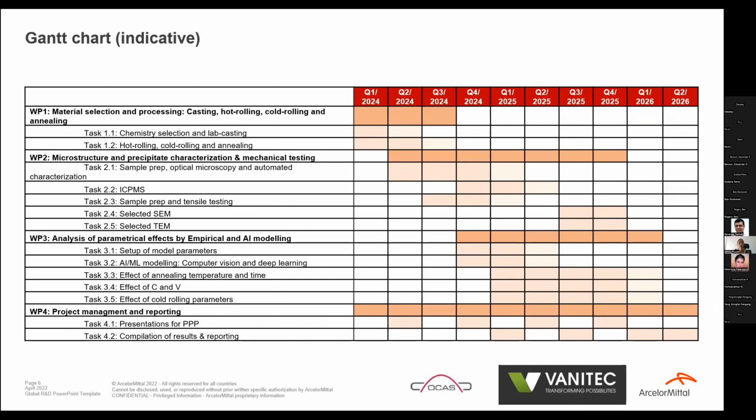I also included a Gantt chart, which is indicative, and the different work plans that are envisioned. So as mentioned, first there would be a lab cost of these materials, which is foreseen in the first half of the year of 2024, after which they will be fully processed and annealed. And then a large data set of samples will be collected.